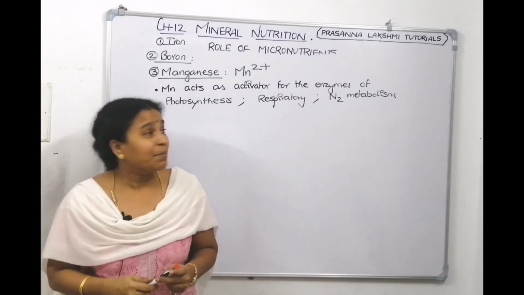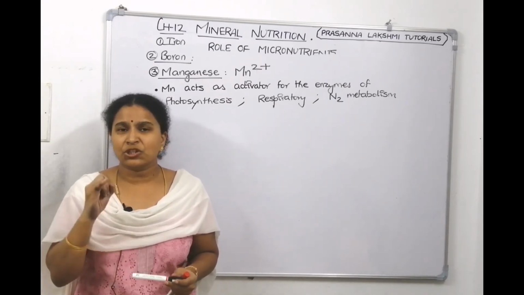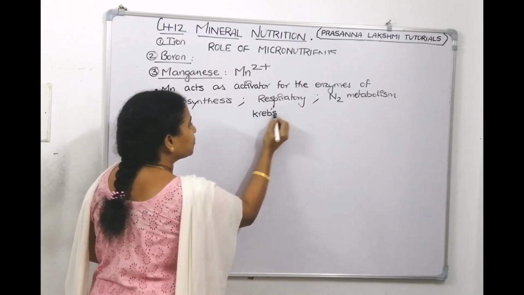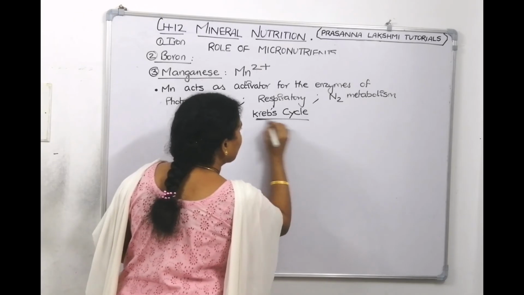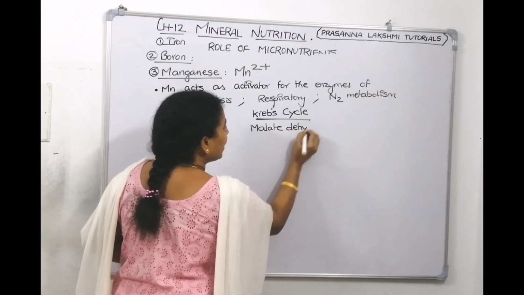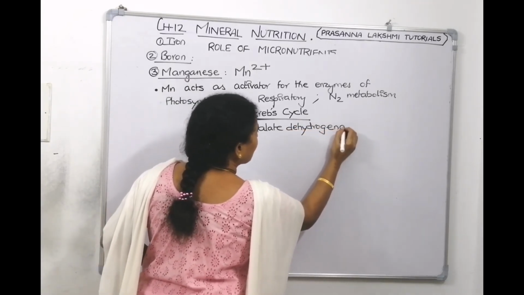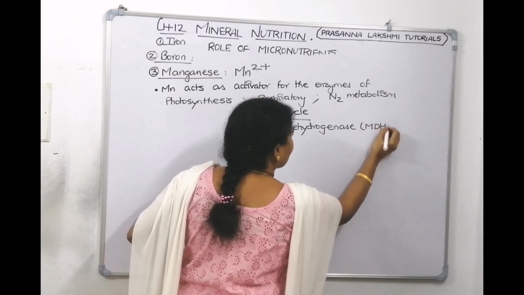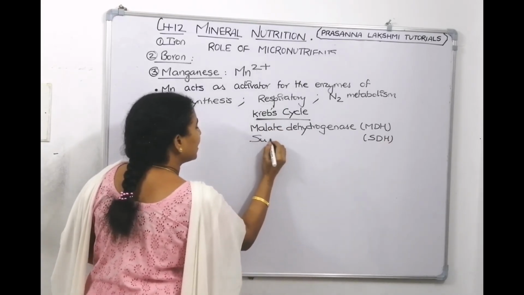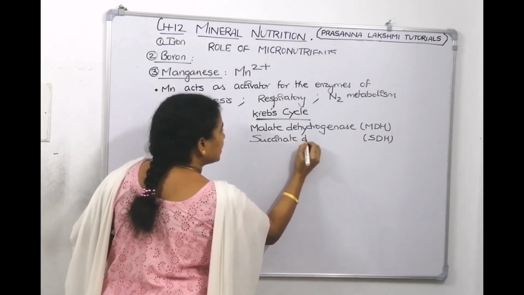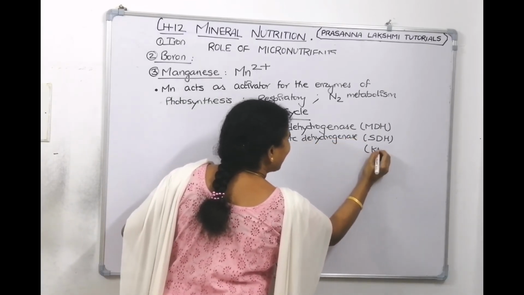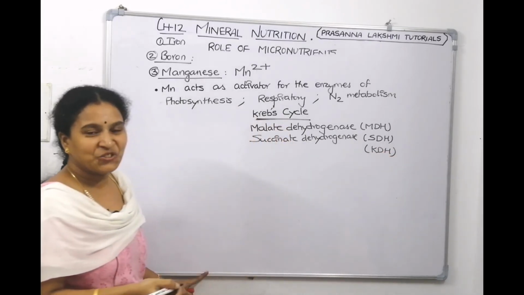If we have to list some examples for respiration: MDH, KDH, SDH. In respiration, we have a cycle called the Krebs cycle. In the Krebs cycle, one enzyme is called malate dehydrogenase, we call it MDH. The other one is SDH, succinate dehydrogenase. And the next one is KDH, then GDH.